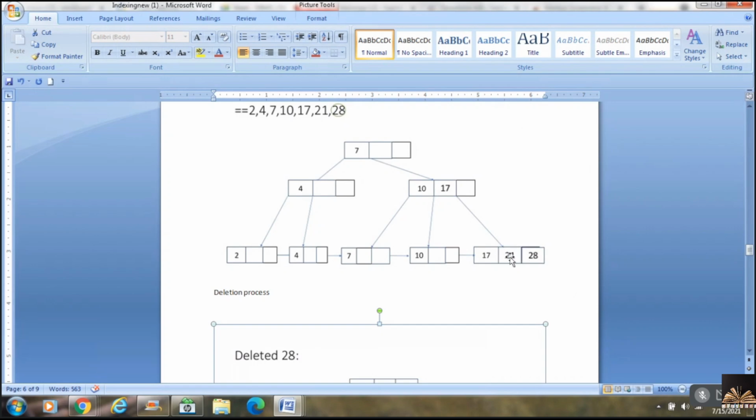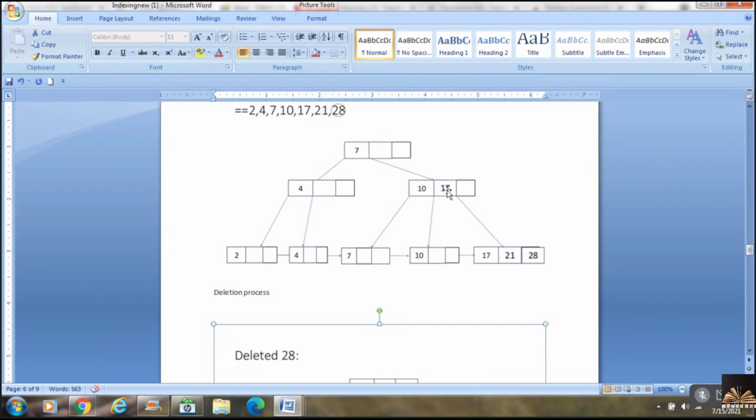Now, if you want to delete 17, 17 is the element to be deleted. You also have to delete the key, because 17 is present over here as well. So what you have to do is search for element 17. 17 is greater than 7, go to the right. Here I have to look for the actual data, because this is the key, which is nothing but a pointer to the data.